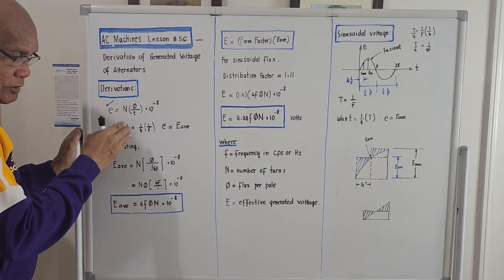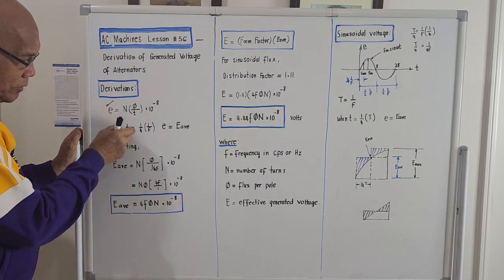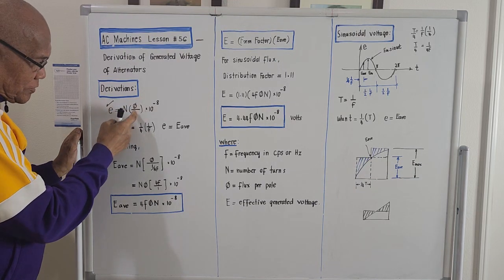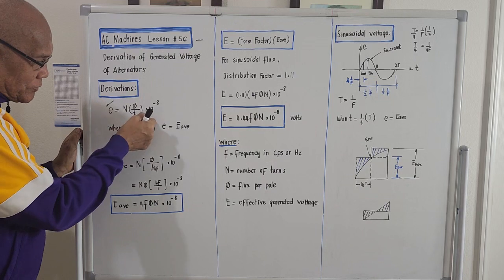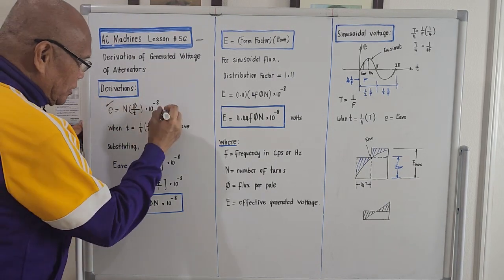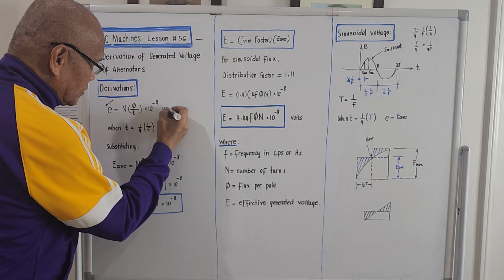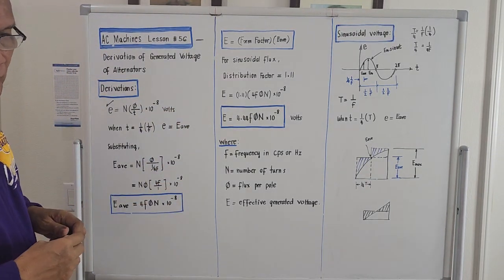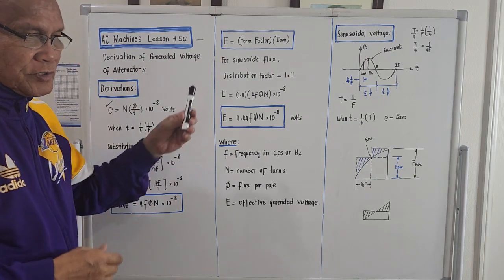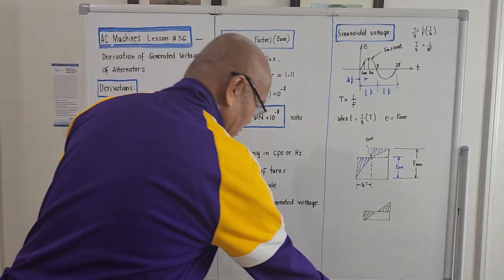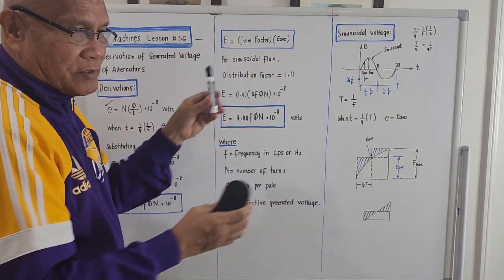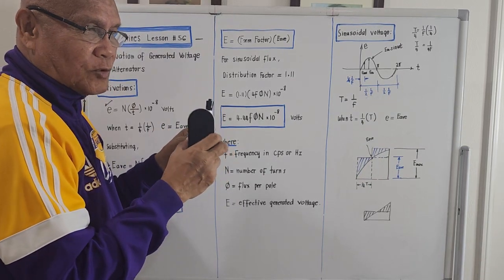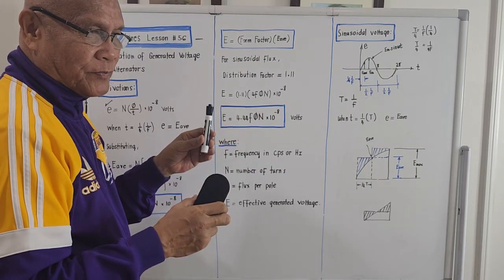The generated voltage in any conductor will be the total number of turns times the rate of change of flux with respect to time times 10 to the minus 8, and this is in volts. Like I said before, the needed things to generate voltage are just a conductor and magnetism. When the conductor and magnetism interact, they will generate an alternating current voltage.